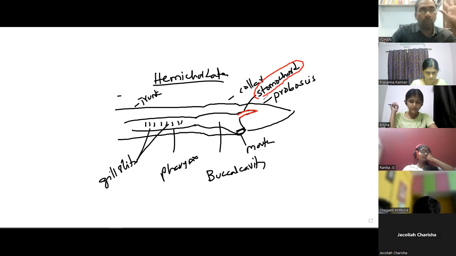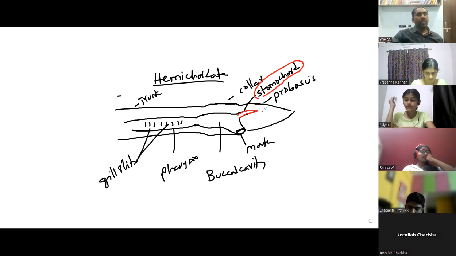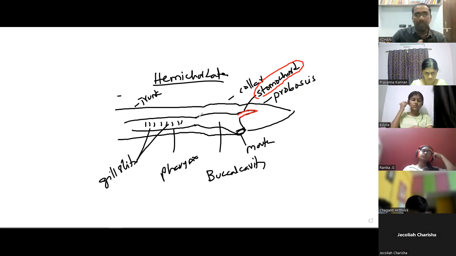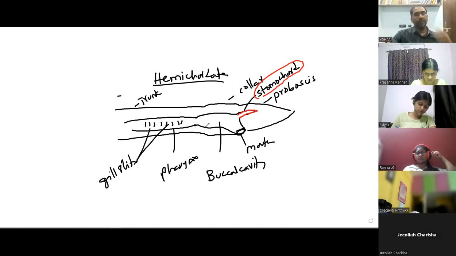It looks like a notochord. In olden days, the scientists thought this structure is a notochord, because, like chordates, they have gill slits. Like chordates, they have a notochord-like structure. It shows some of the features of chordata. Hence, previously it was placed in chordata.